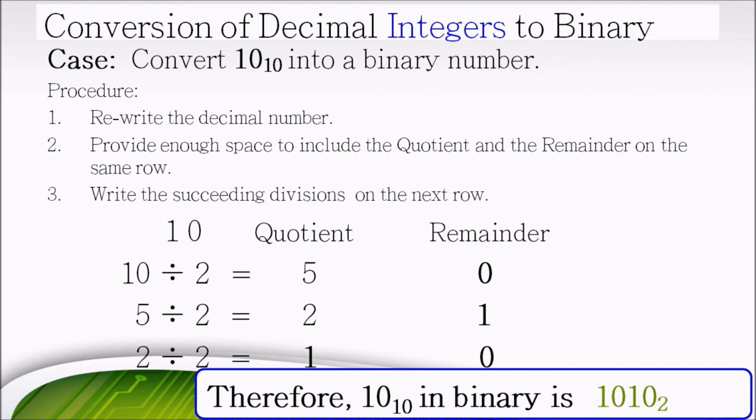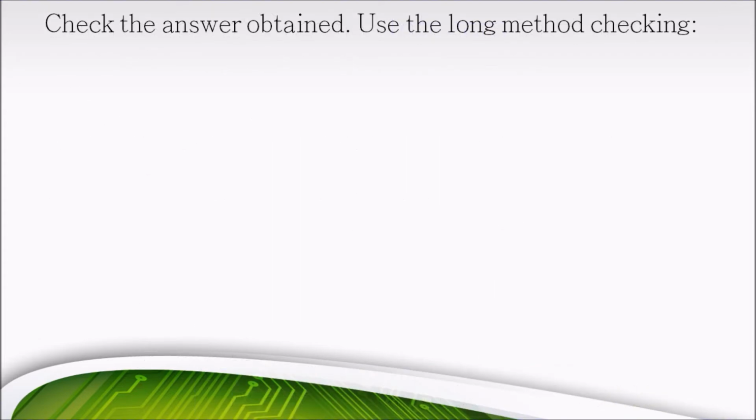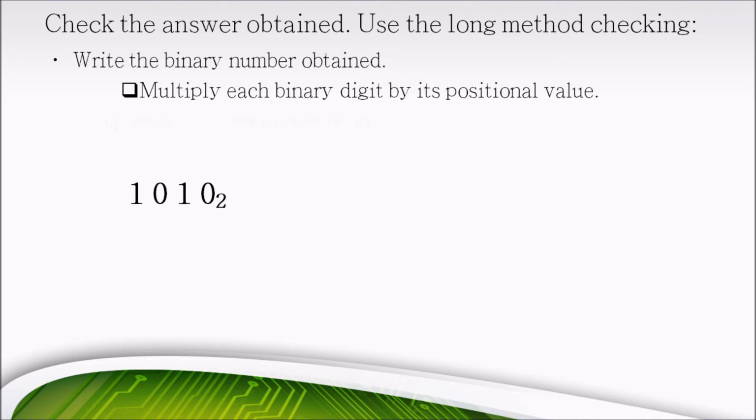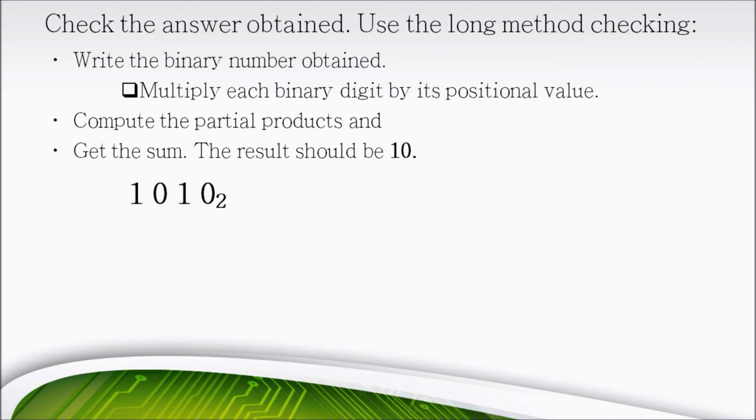You can actually check if the binary number you obtained is correct, so let's check the result we've got using the long method first. The procedure is also a three-step process. Write the binary number and multiply each digit to its positional value. Second, compute for the partial products. And third, sum up the partial products. The sum obtained should be equal to the given decimal number.